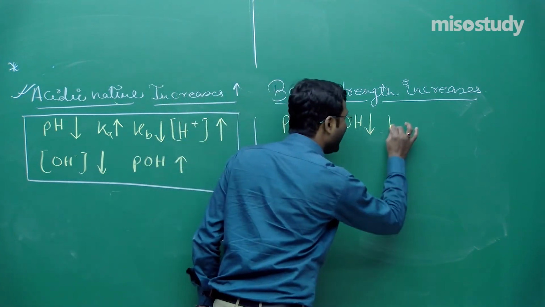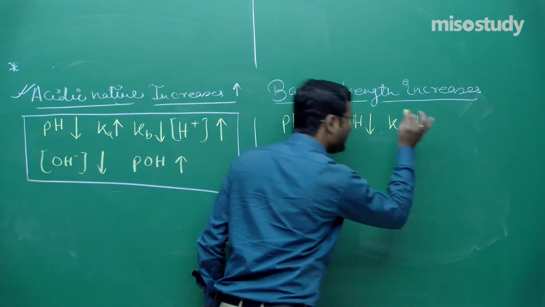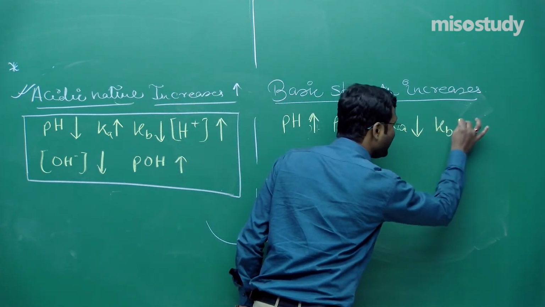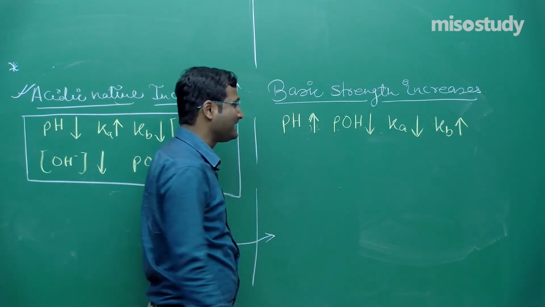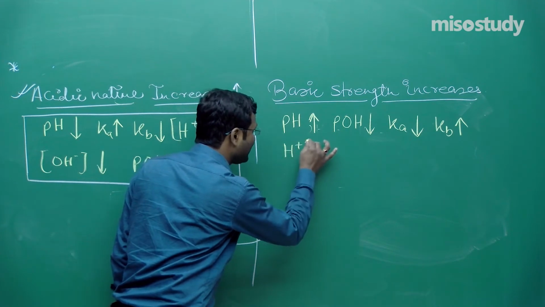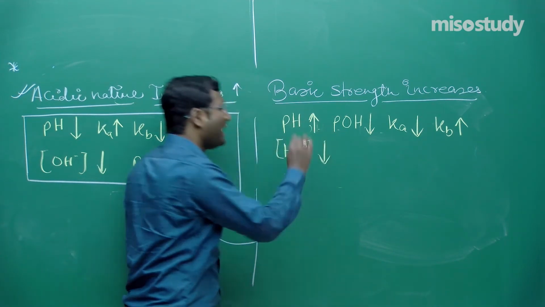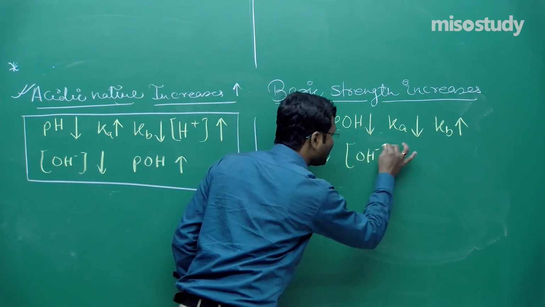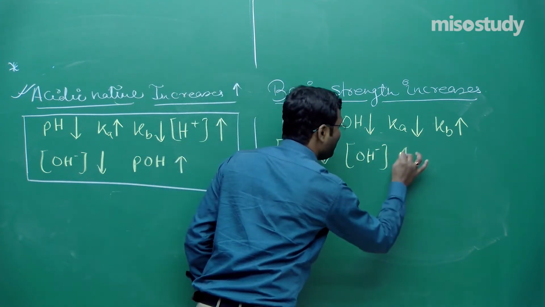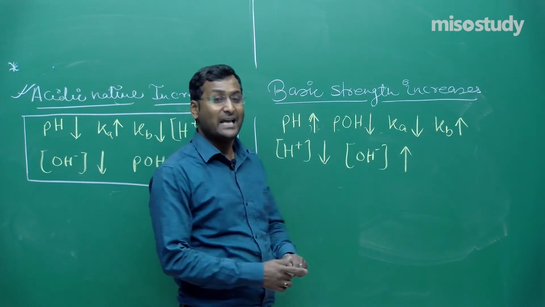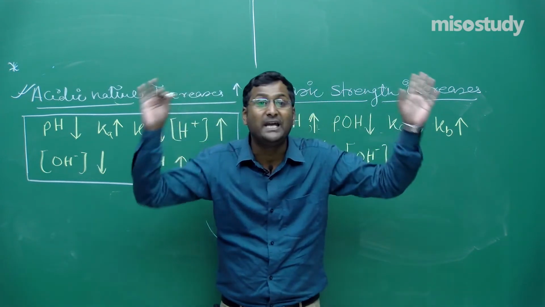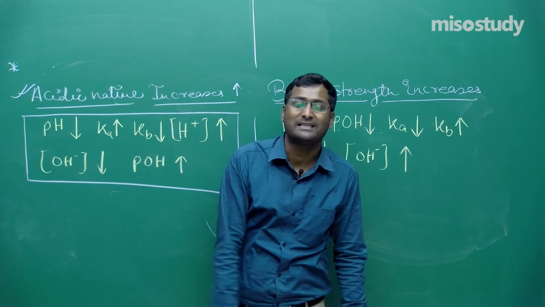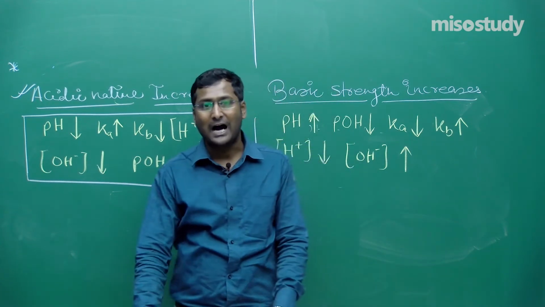In terms of Ka, if Ka decreases, basic strength increases. If Kb increases, basic strength increases. If H plus ion concentration decreases, basic strength increases. If OH minus ion concentration increases, basic strength increases. This is the complete output regarding the acidic and basic strength. I hope you all are getting this.